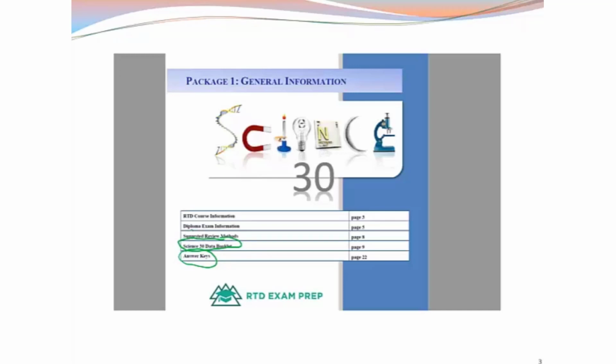So the answer keys are there after you've done the work, and then you can refer back to them to see how you've done. So I do ask you to refrain from looking at the answer keys until you've at least attempted every question on your own. And then, of course, they're there to let you know how you're doing. The Science 30 data booklet is of importance, and there's other important information in package 1, but outside of going to highlight the data booklet, we won't be looking at package number 1 as a group here during the course.